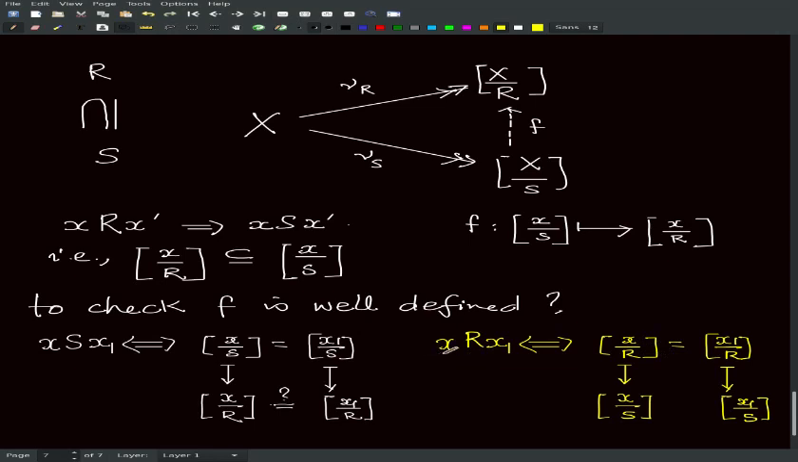Since x is related to x1 by R, it tells me that x is related to x1 by S also. And this therefore is saying that these two are equal. So it's actually not this, but this. So the relationship is actually this.